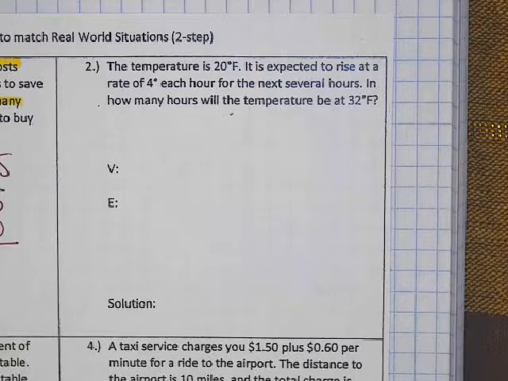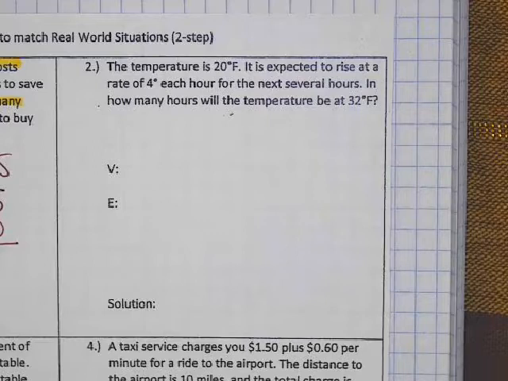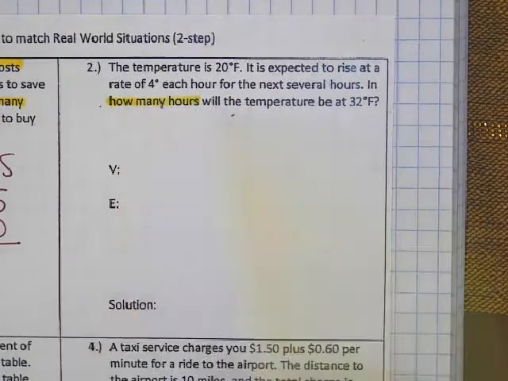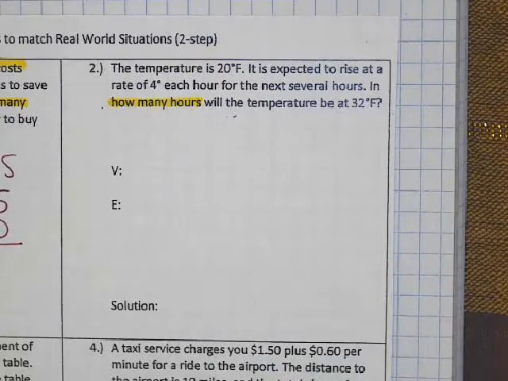Moving on to question number 2, the temperature is 20 degrees Fahrenheit. It is expected to rise at a rate of 4 degrees each hour for the next several hours. In how many hours will the temperature be at 32 degrees Fahrenheit? When doing problems like this, always check that last sentence to tell you what we're looking for.